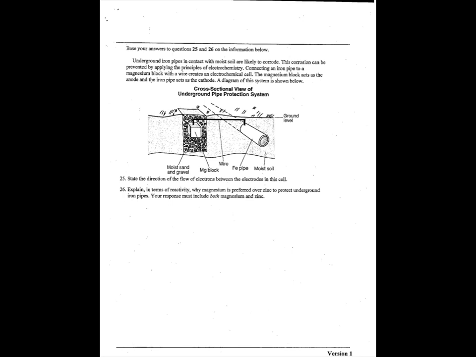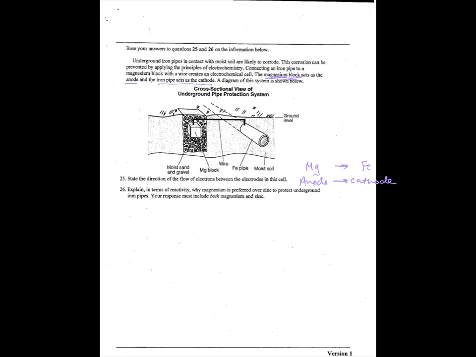And finally, 26 on the very last page, state the direction of the flow of electrons between the electrodes in this cell. Okay, so simply put, you could just say it always goes from anode to cathode. Oh, actually, since we need to say in this particular cell, magnesium acts as the anode, iron acts as the cathode. So it goes from the anode, the magnesium, to the cathode of iron. So magnesium to iron or anode to cathode.